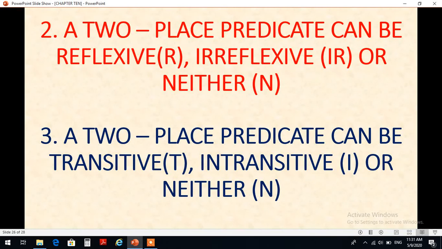Number 2. A two-place predicate can be reflexive, abbreviated as R, irreflexive, abbreviated as IR, or neither, abbreviated as N. يمكن أن يمتاز a two-place predicate بكونه انعكاسي reflexive أو غير انعكاسي irreflexive أو لا يمتلك أي من الخاصيتين نشير إليه ب none. Number 3. A two-place predicate can be transitive, abbreviated as T, intransitive, abbreviated as I, or neither, abbreviated as N. إذن أيضا يمكن أن يمتاز a two-place predicate بكونه تعددي transitive أو غير تعددي intransitive أو لا يمتلك أي من هاتين الخاصيتين ونشير إليه ب none.